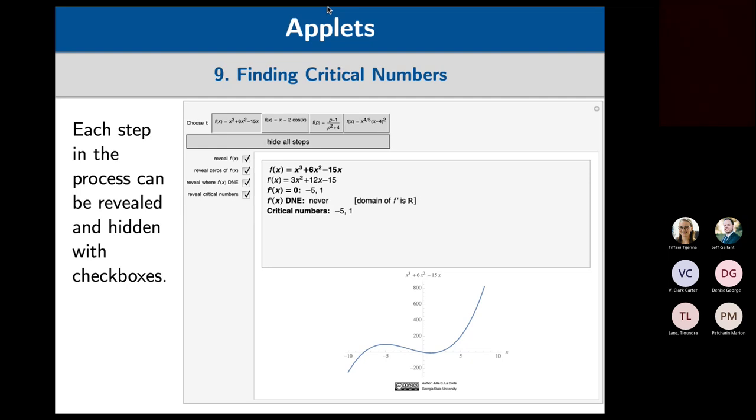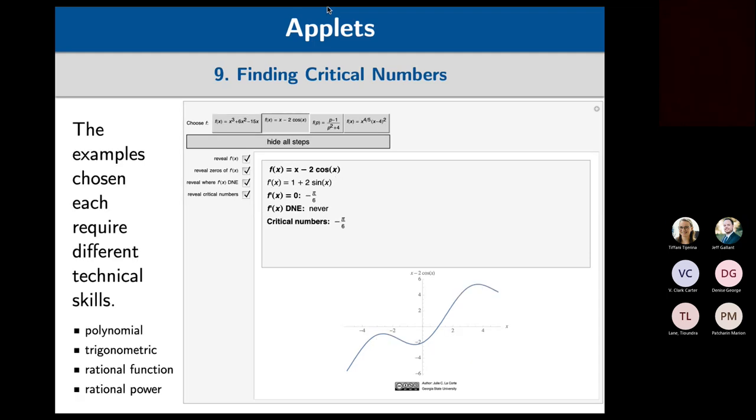And that's all this applet does. There's nothing more to it. It's just the graph of the function and the results of each step of the process of finding critical numbers. The functions I chose each require very different technical skills. So one has a trig function involved. There's varying levels of algebraic intensity to each of these calculations.